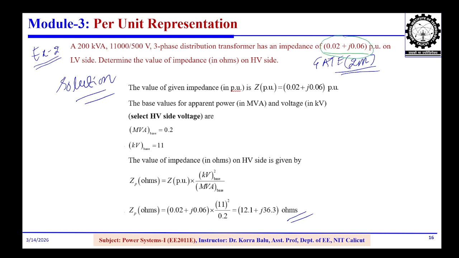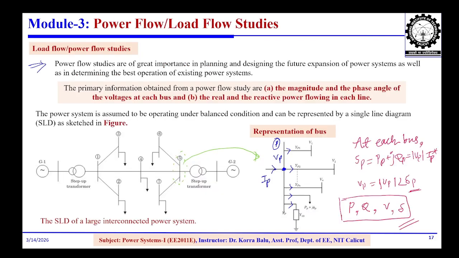So we need to calculate the impedance in ohms at the HV side. HV side means here the 11 kV. We need to calculate it, so pause the video and solve this problem. Then we'll go for the load flow analysis.